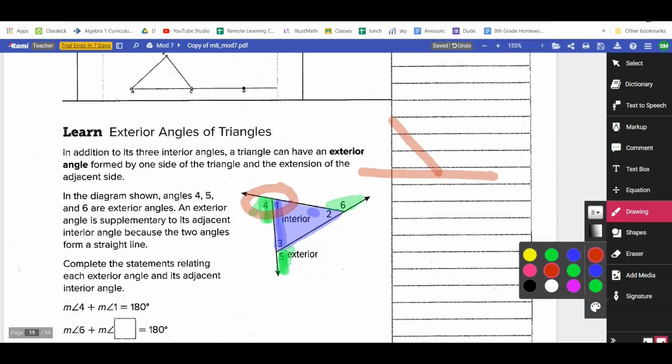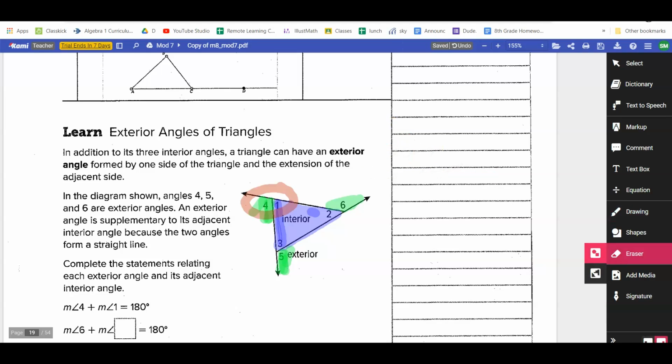Look at it this way. This is 4. That's 1. It's a straight line, right? It's a straight angle. So it should fit in there. Now, I've got to be able to find out what they are. So let's see what we could do.